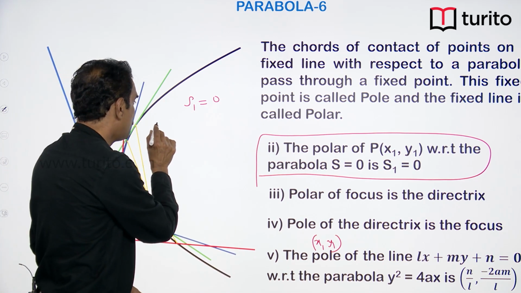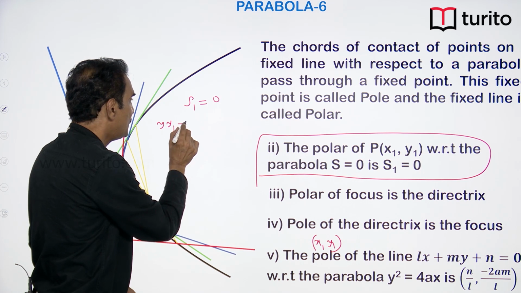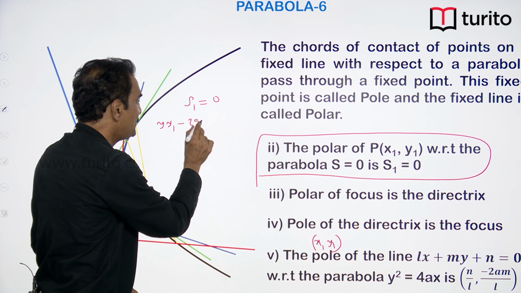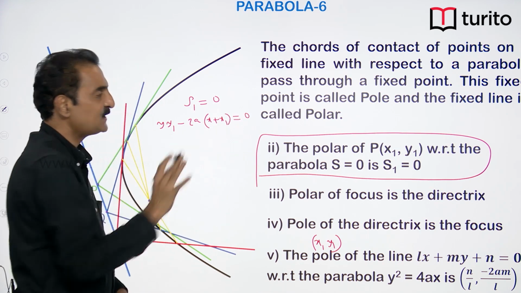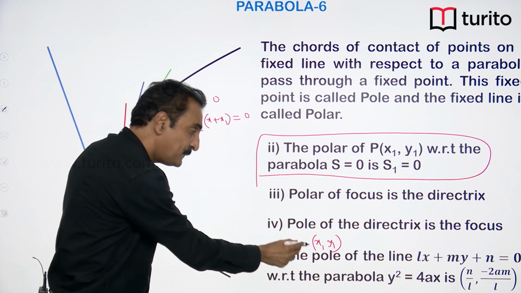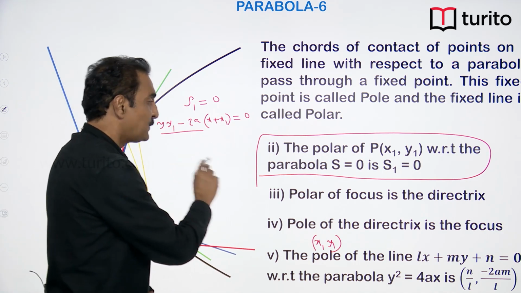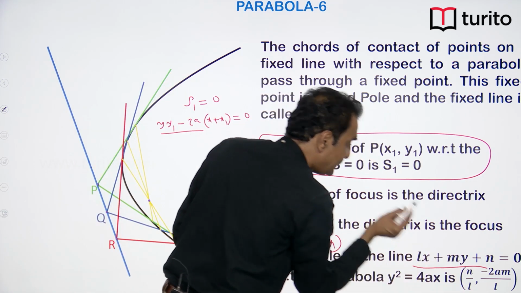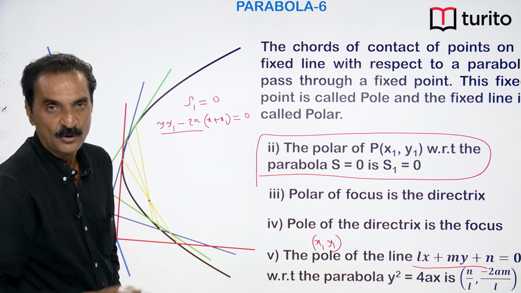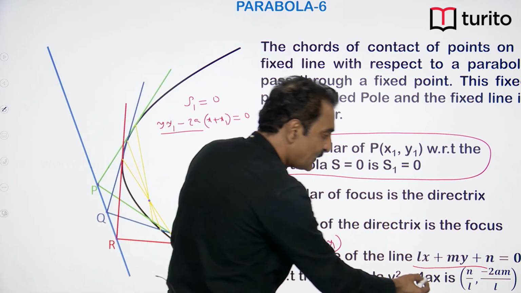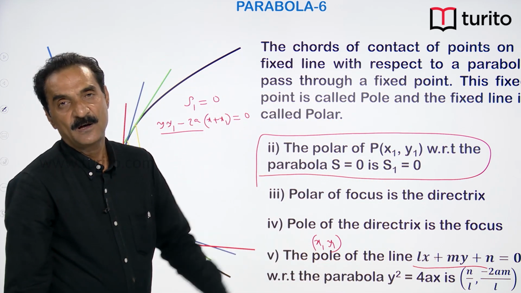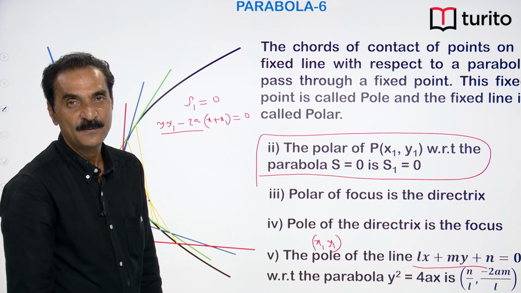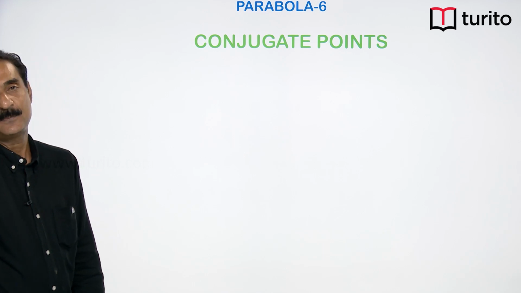What is S1 is equal to 0? yy1 minus 2a into x plus x1 is equal to 0. This is S1 is equal to 0. This is the polar of P x1, y1. But the polar is already given. Comparing this equation and this equation, comparing the coefficients, you will get x1 comma y1 as N by L comma minus 2am by L. So, that is the formula for the pole of the line Lx plus My plus N is equal to 0.